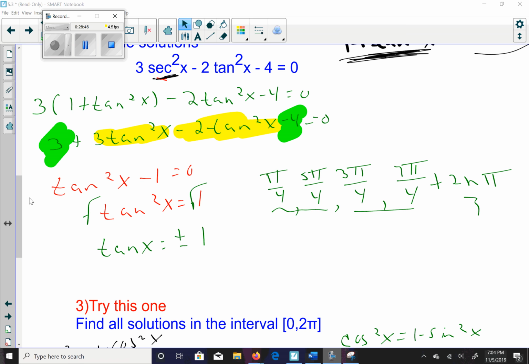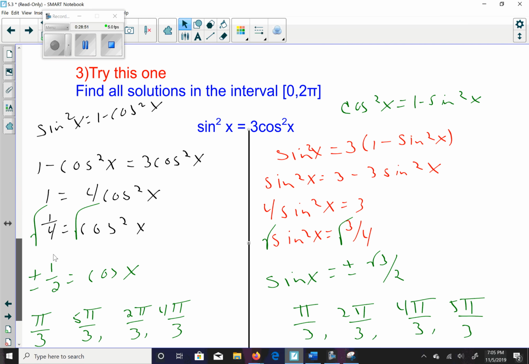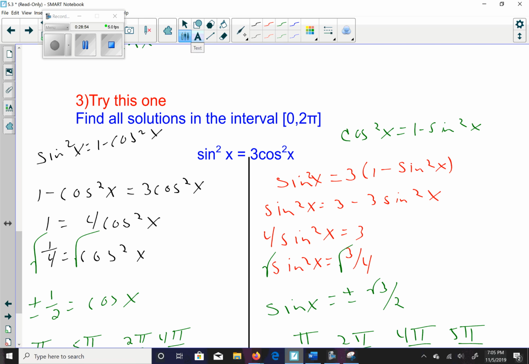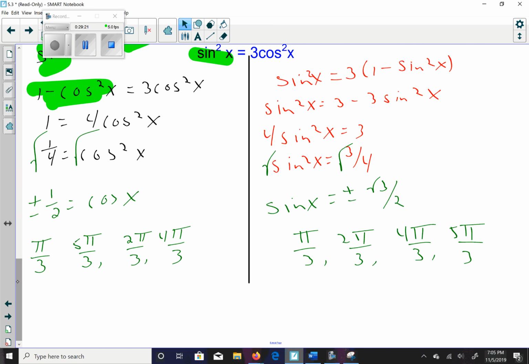Okay, hopefully you had success doing that. Let's look at it. So I did it both ways. I'm going to talk about the left side first. So on the left side, what I did is I decided to replace sine squared with 1 minus cosine squared. I added cosine squared to both sides and got 1 is equal to 4 cosine squared x. Divided both sides by 4 to get 1/4. Then took the square root, got cosine of x is equal to plus or minus 1/2.